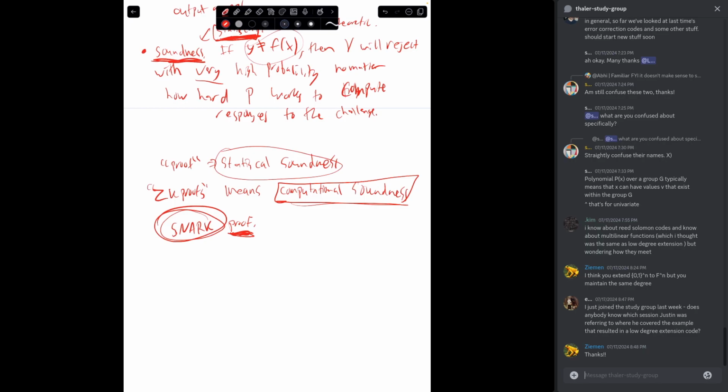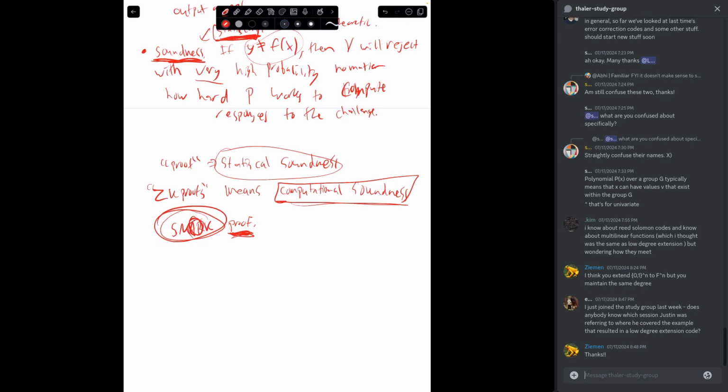So is the difference between statistical and computational soundness what's the difference between proofs and arguments? Yeah, that's exactly it. Typically, if something is computationally sound rather than statistically sound, you should call it an argument. And indeed, that's what the AR in snark means, argument, which is why it should be clear when I say snark proof that I really mean an argument.